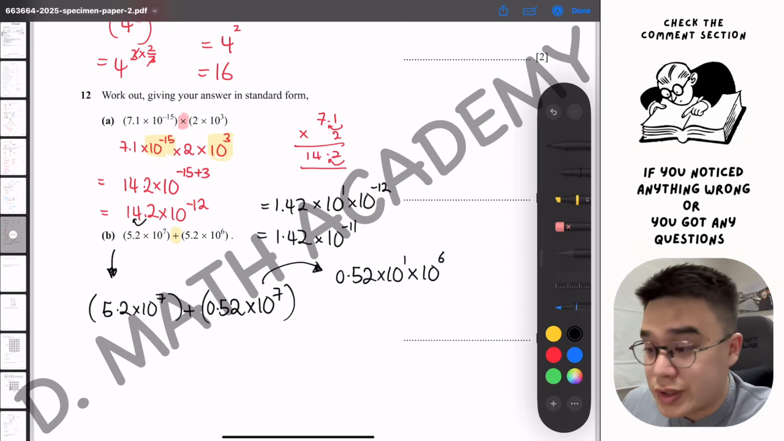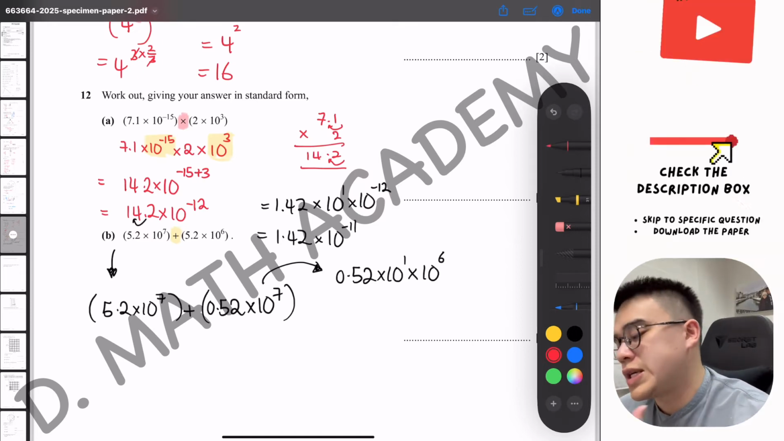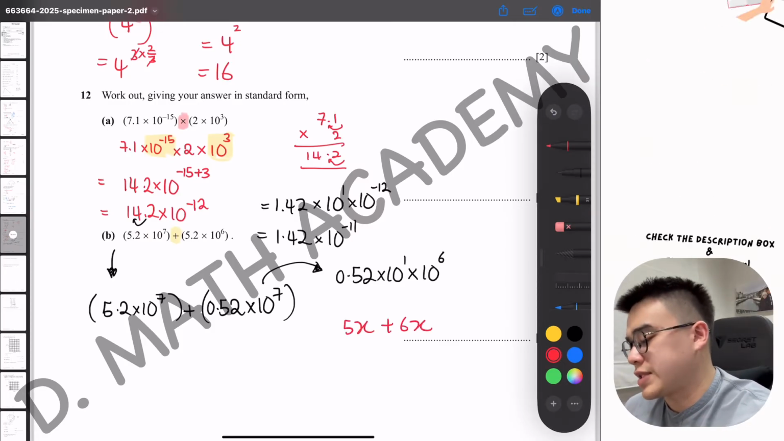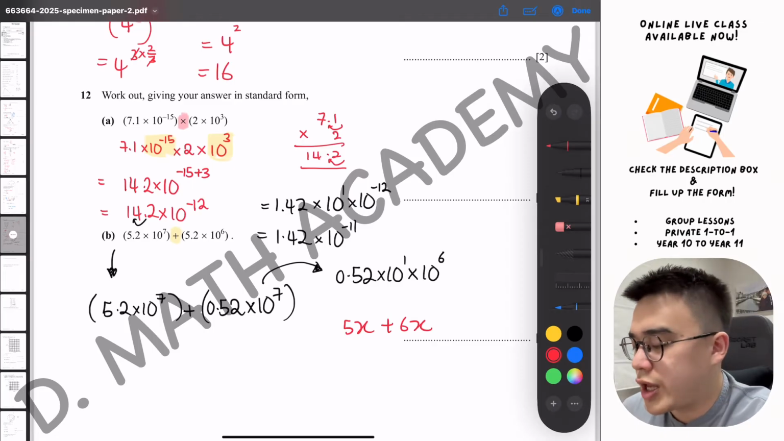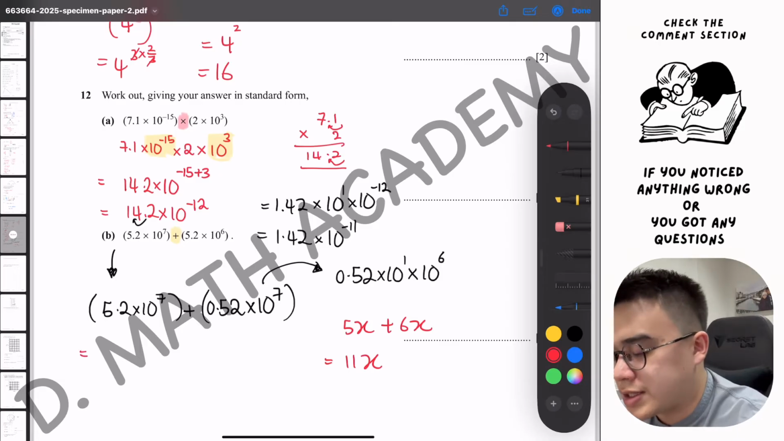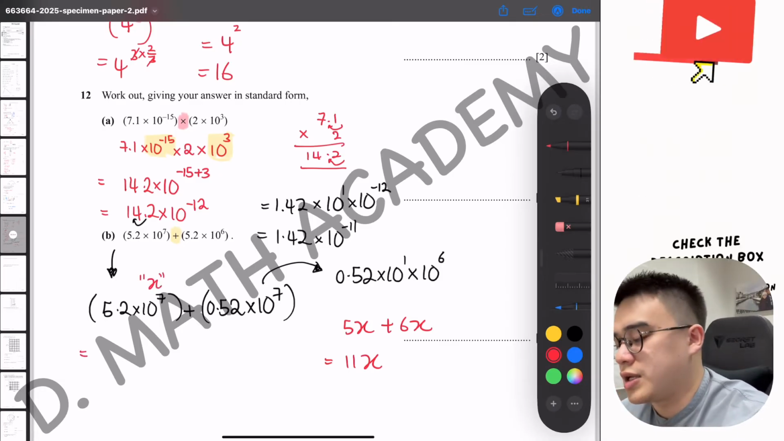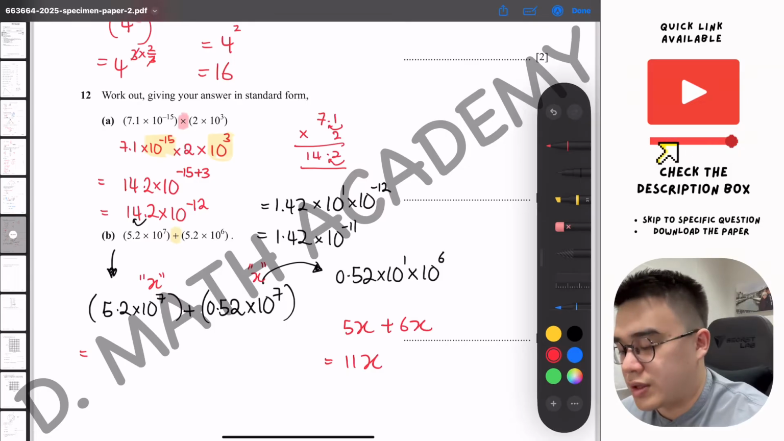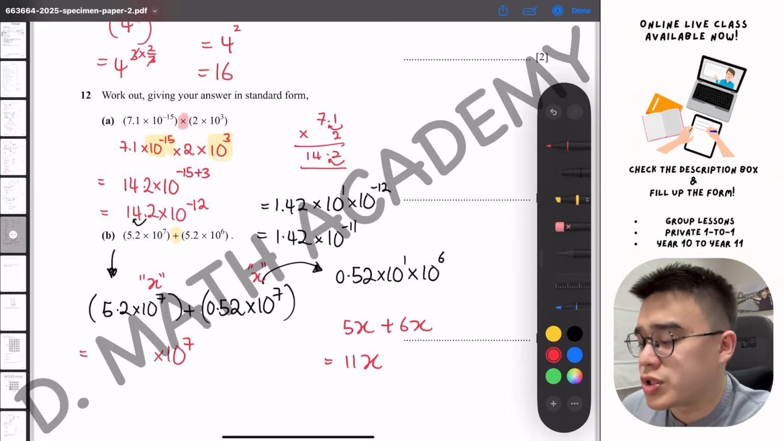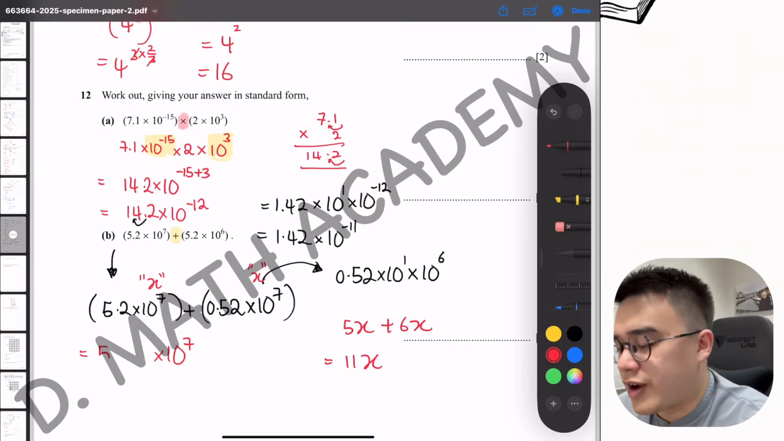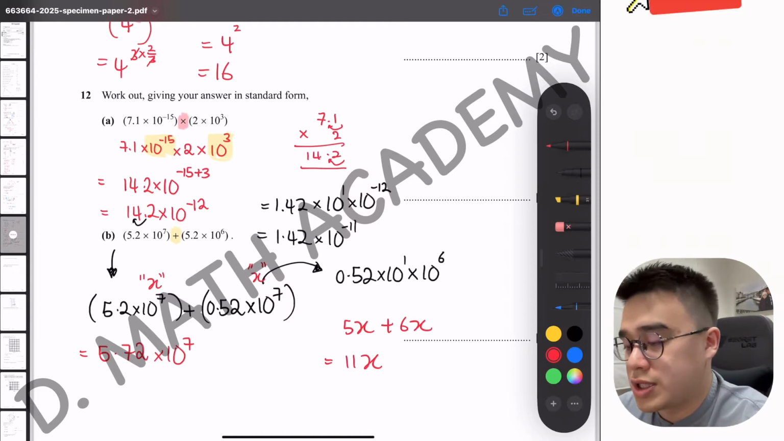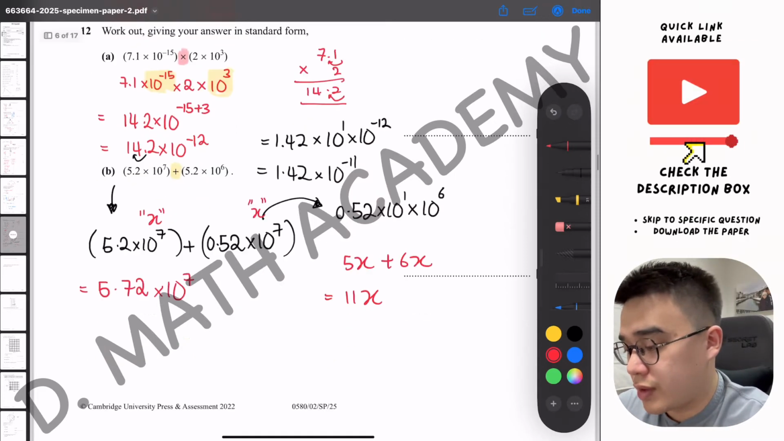The reason why you do this is because it was built on the algebra concept where you have 5x plus 6x. When you have them together, you will actually get 11x. So the x in this case refers to the 10 to the power of 7, which remains unchanged. You are just adding up those numbers in front, and the final answer turns out to be 5.72. This is the answer for question 12.